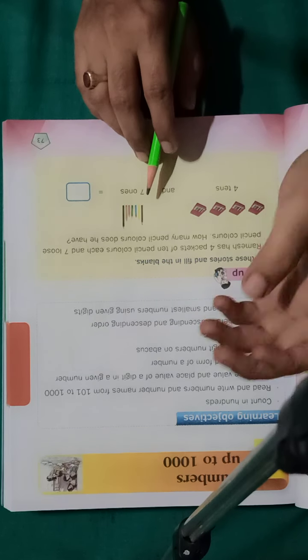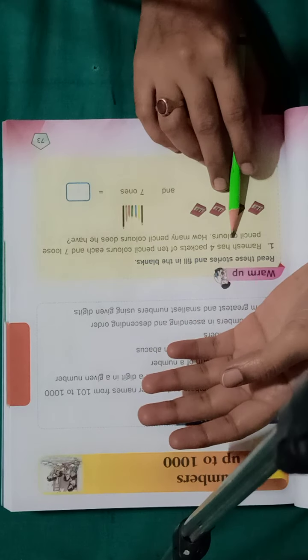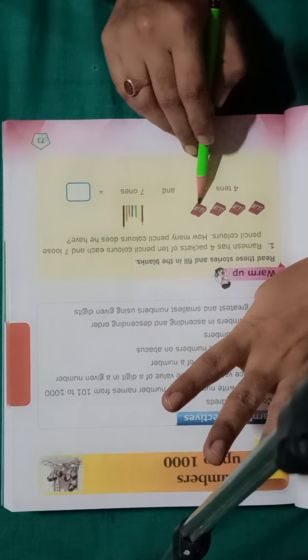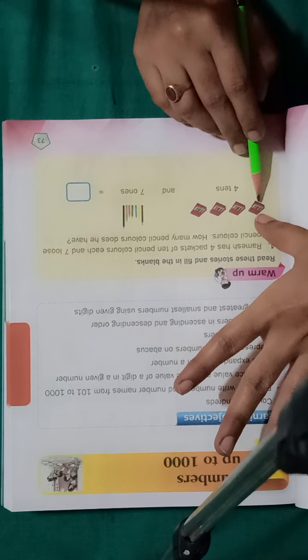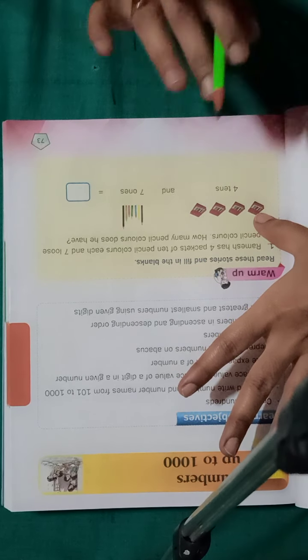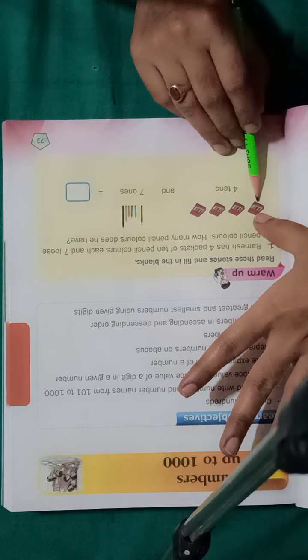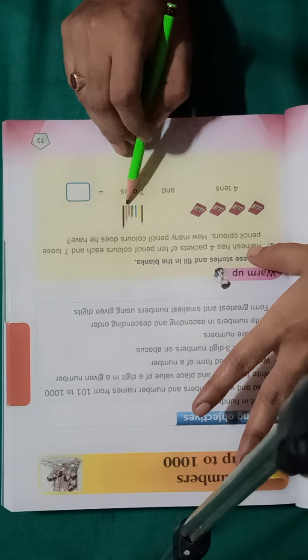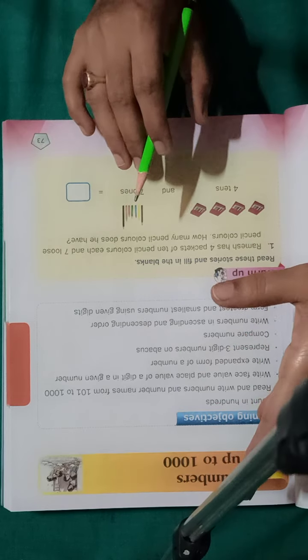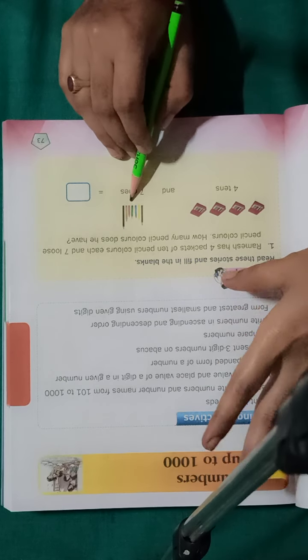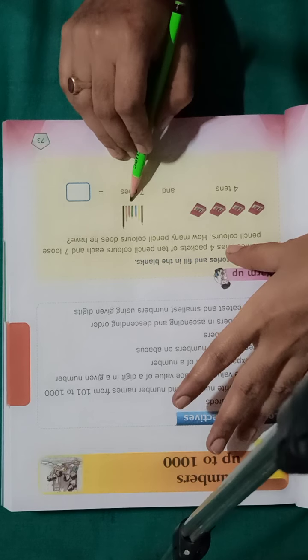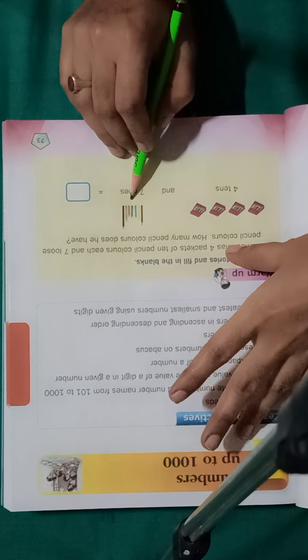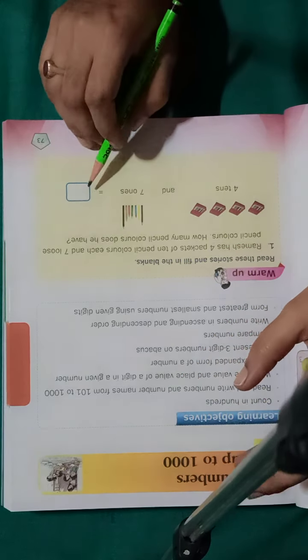Once again I am telling you, Ramesh has 4 pencil packets and each pencil packet has 10 color pencils, and 7 loose pencils, meaning not in a packet. So how many pencil colors does Ramesh have? That is the question.